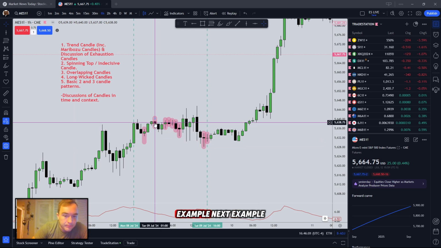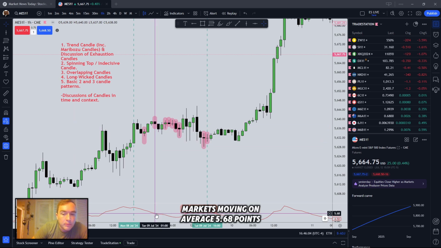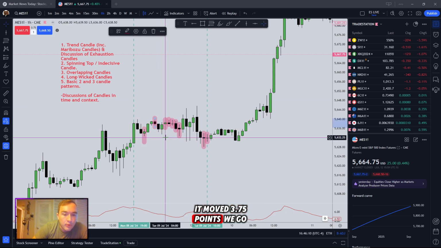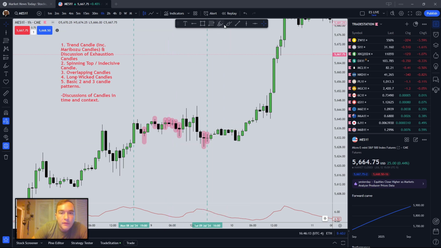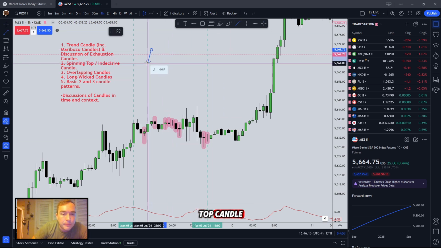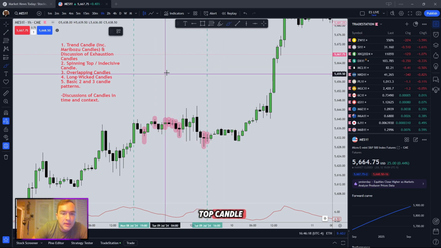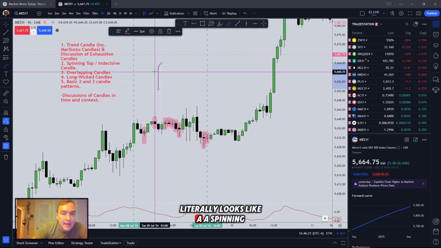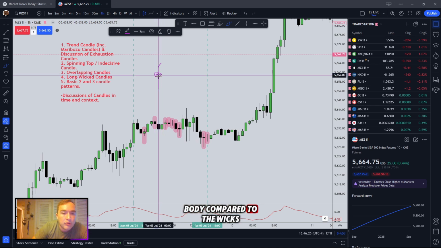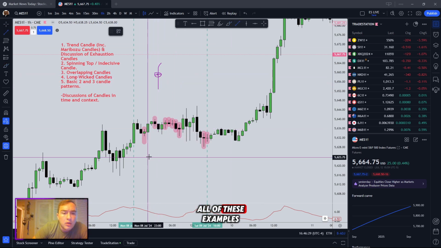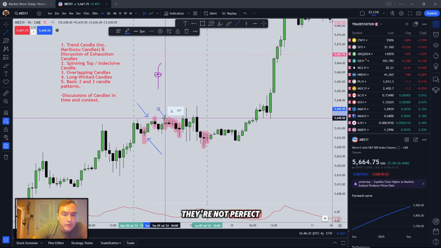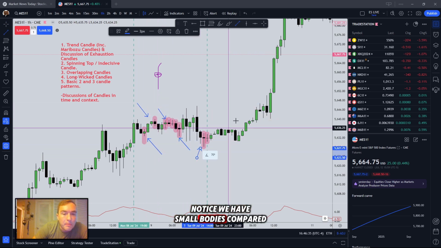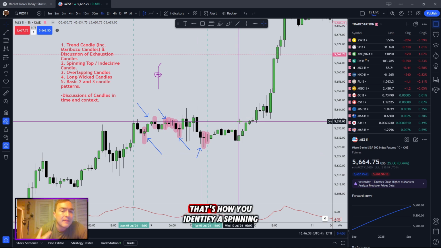Our next example. Market's moving on average 5.68 points. In this hour, it moved 3.75 points. And if we go on, we would see the same thing. The basic form of a spinning top candle literally looks like a spinning top. So it has a very small body compared to the wicks. And all of these examples, they're not perfect, but notice we have small bodies compared to the wicks. That's how you identify a spinning top candle.